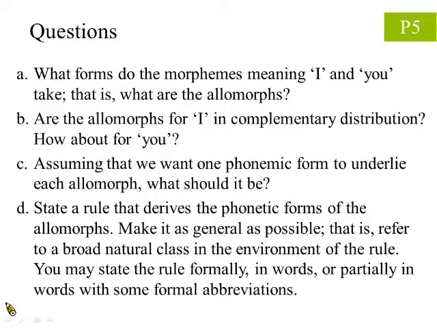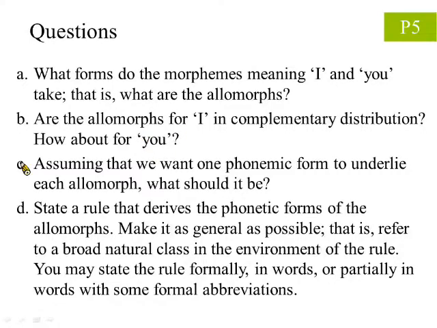Question A asks us to find morphemes meaning I and you and all their allomorphs. Question B asks, are allomorphs meaning I in complementary distribution? And are allomorphs meaning you in complementary distribution?